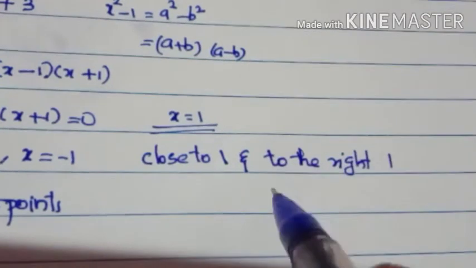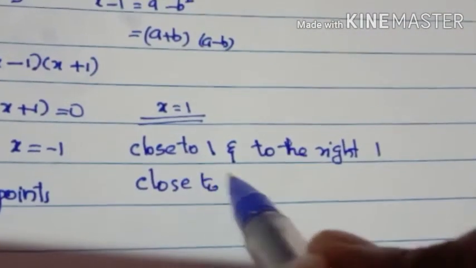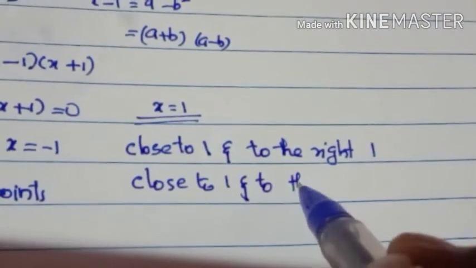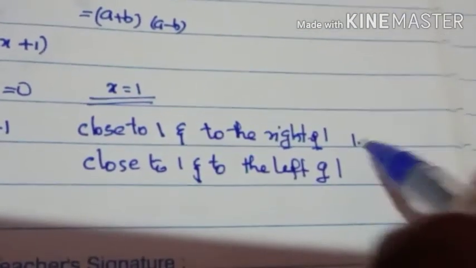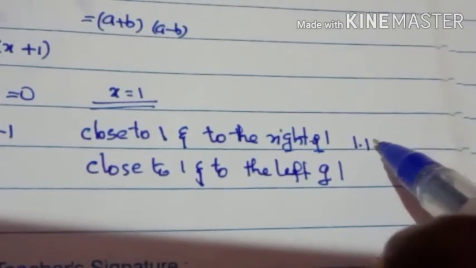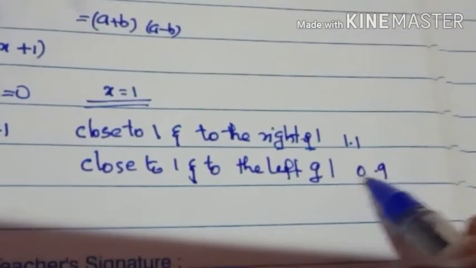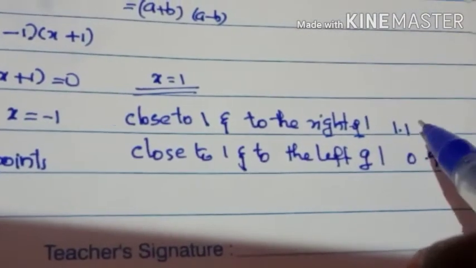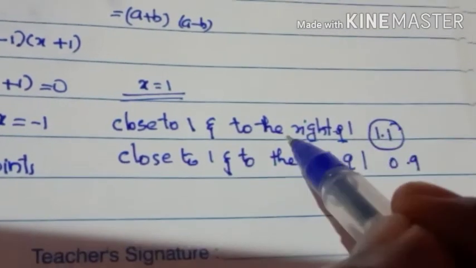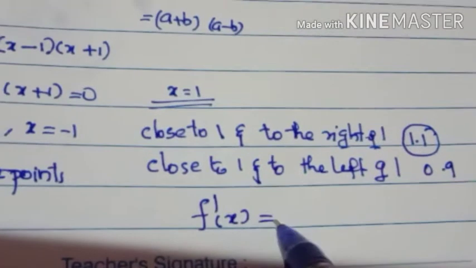Similarly, take another number very close to 1 and to the left of 1. Is that clear? Right of 1 and left of 1. Right of 1 means numbers like 1.1, 1.01 and so on. Left of 1 means any number like 0.9 or 0.99 and so on. So take a number very close to 1 and to the right of 1, and now see what the value of f dash of x is.